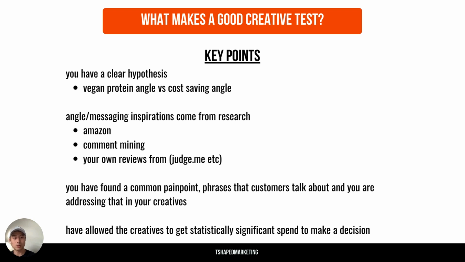Now, I want to show you what makes a good creative test. So here are the key points. Number one, you have a clear thesis. You go to the ads manager and you launch, and you have, let's say, two different angles. One is a vegan protein angle. Number two is cost saving. You want to know, are people more inclined towards the more economical side of the protein, or is it more of a dietary requirement? You want to have a clear thesis around your testing.